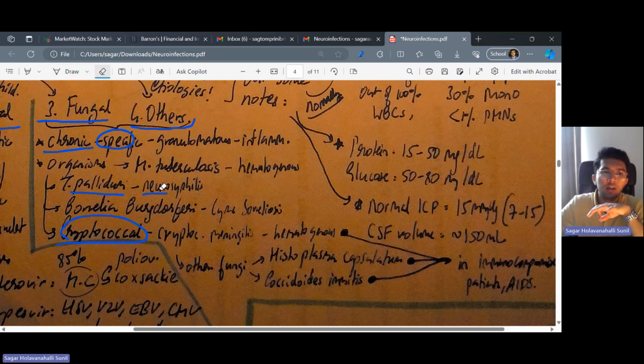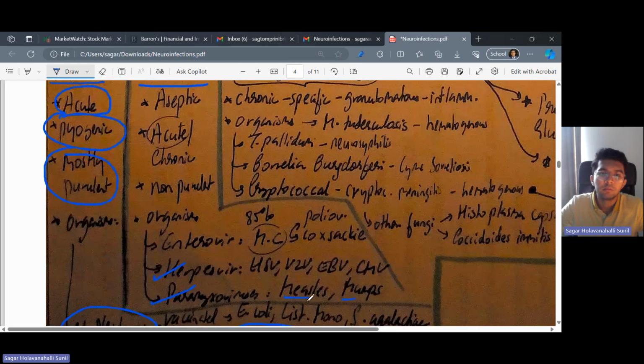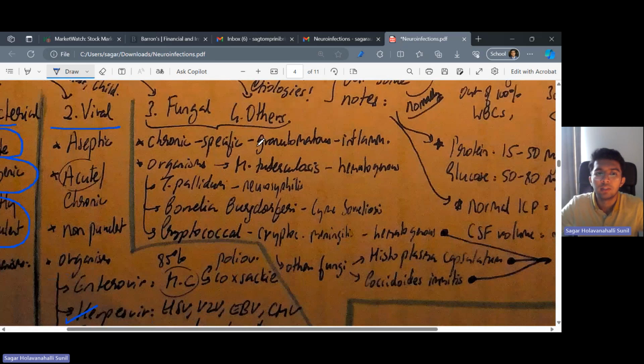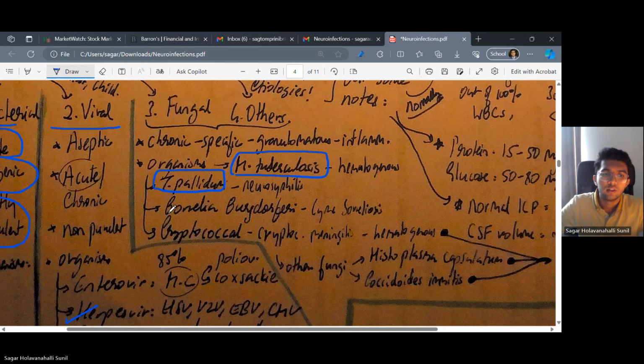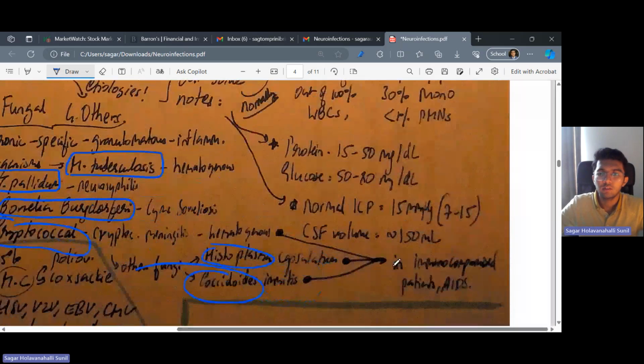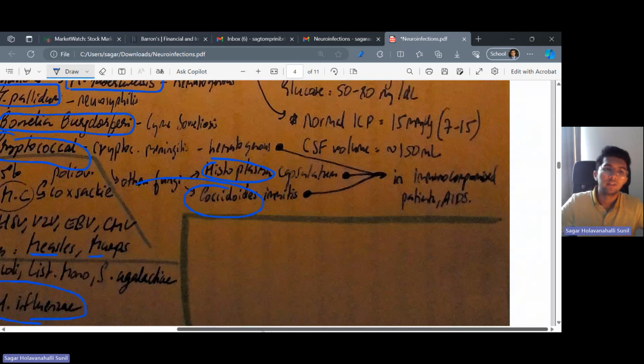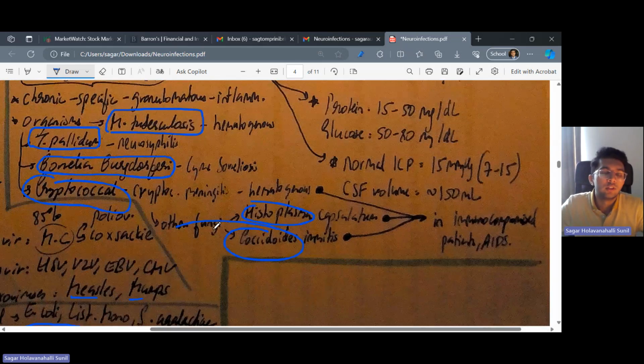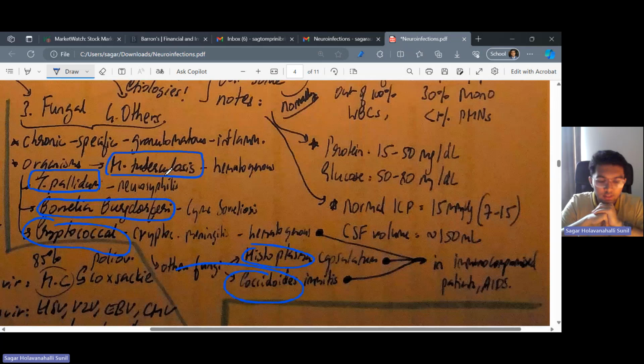Please remember it. I know that it's very easy for us to always try to remember bacteria and viral, and we don't really care about fungal and others. But please remember, even fungal and other infections such as Treponema pallidum and Borrelia burgdorferi are important. They're very important. So remember, 1, 2, 3, and fungi, which includes cryptococcal, Histoplasma, and Coccidioides. Okay, please remember them.